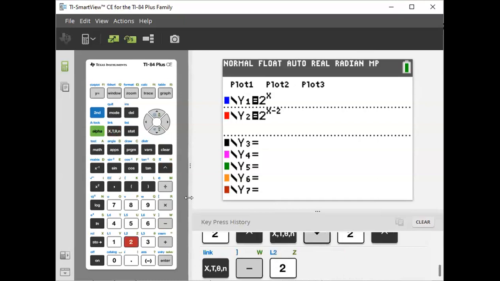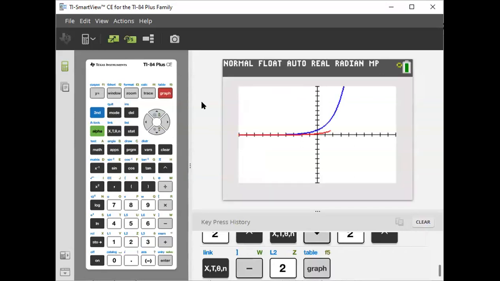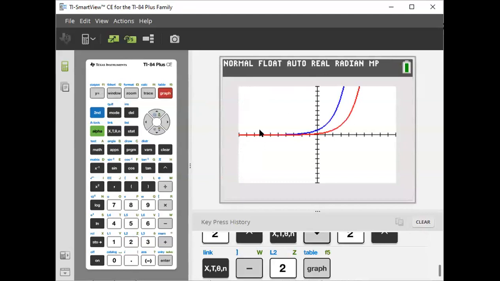We could use this to fill out our table to get values for our y values, and we can eyeball on our graph what we think was going to happen. Remember that the blue was our 2 to the x and our red was our 2 to the x minus 2. It does look like it got shifted to the right too. So I think we were okay with that.